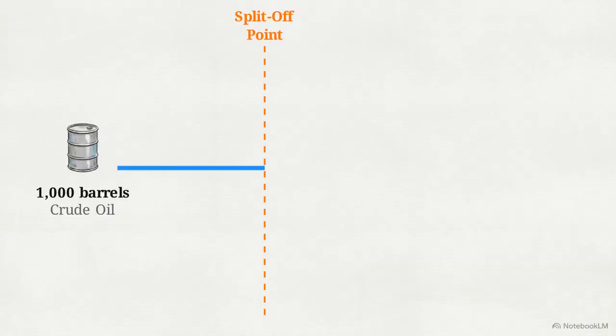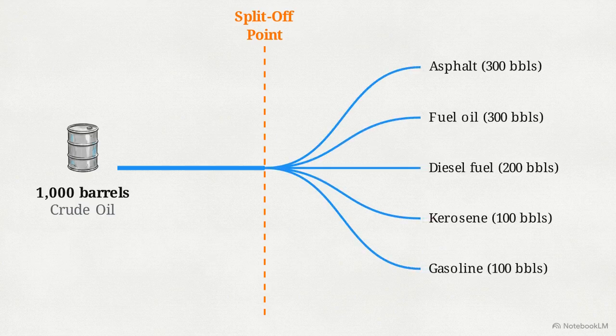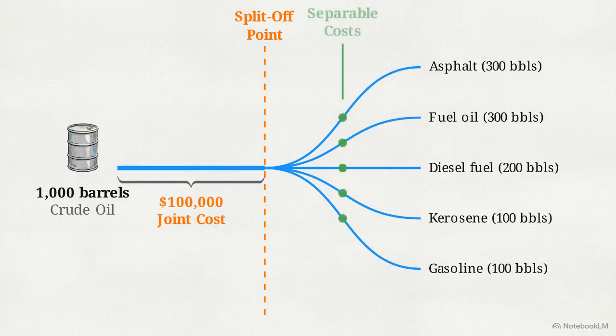Before it, you have crude oil. After it, asphalt, fuel oil, diesel, kerosene, and gasoline. The $100,000 spent reaching this line is a joint cost. Any money spent refining products after it is a separable cost.